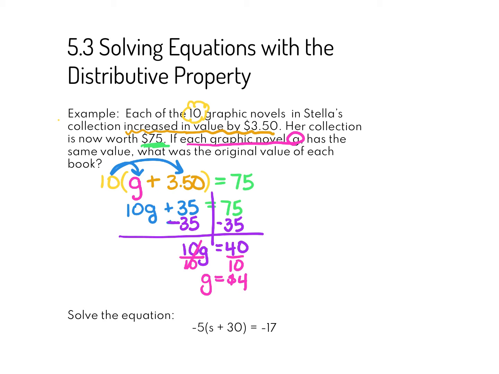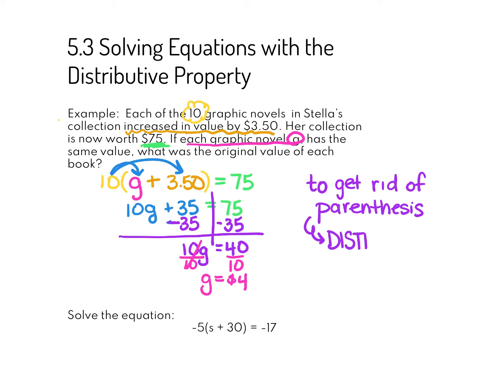So what do we need to know here? We need to know that to get rid of parentheses when we're solving equations, we are going to distribute first. From there, we're going to have a two-step equation. We undo addition or subtraction and then multiplication and division to solve.